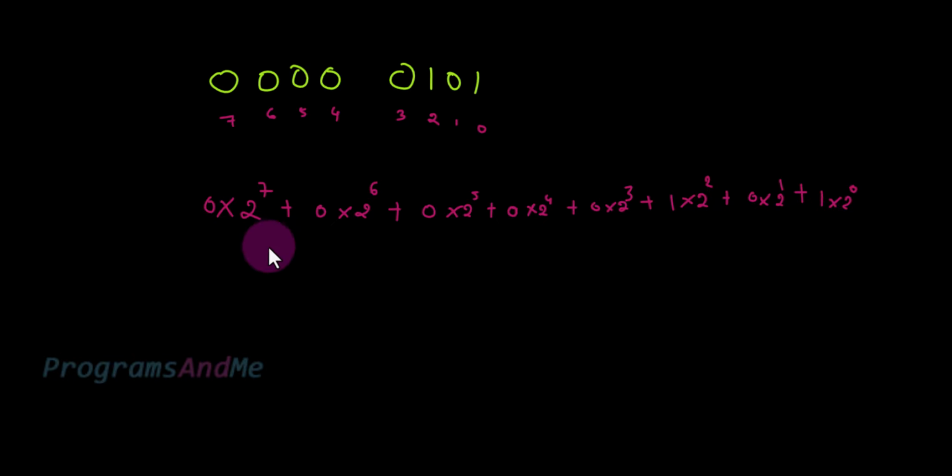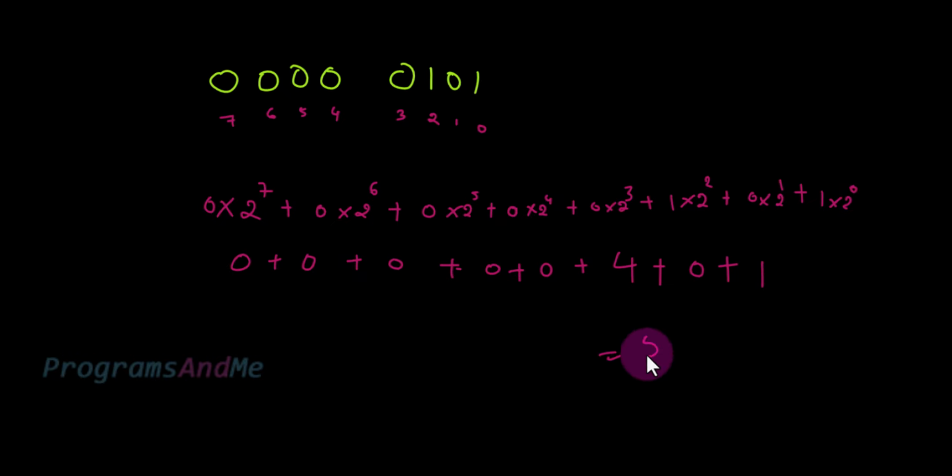We know that anything multiplied by 0 is 0, so we'll get 0 here, 0, 0, 0, 0. 1 into 2 power 2, that is 4, plus 0 and plus 1 into 2 power 0, that is 1. So the final result is 5. When we convert this number to a decimal number, we'll get 5. So this is the binary representation of 5. Like this you can convert a binary number to an integer number.